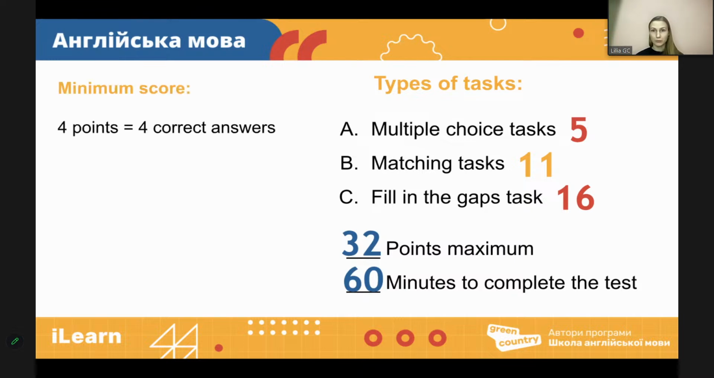And pay attention here. The minimum score, like прохідний бал, мінімальний поріг, is 4 points, which equals 4 correct answers. So when you get 4 correct answers, that means you've already completed the test. But not everything is that bright and shiny.